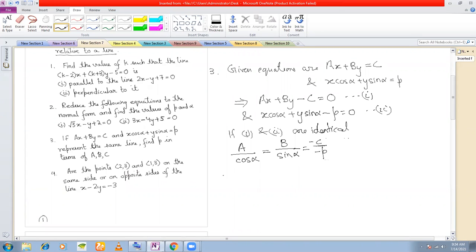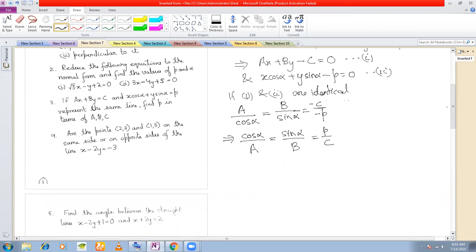Therefore you can write this as cos alpha by a is equal to sin alpha by b is equal to p by c. Now the question is find p in terms of a, b, and c. If these two equations represent the same straight line, then how will you express p? Taking the first and the third equality, cos alpha by a must be equal to p by c. And sin alpha by b must be equal to p by c, right?